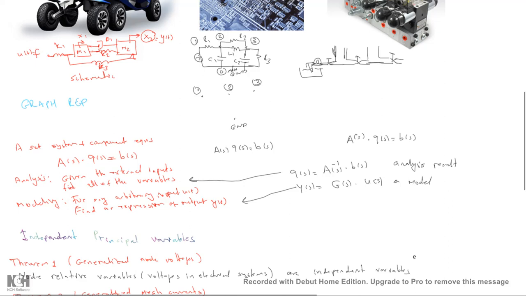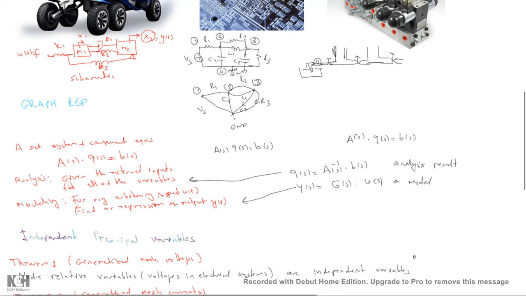ground. Between node 0 and node 1, I have this voltage source Vs, and between node 1 and node 2 I have component R1. Between node 2 and ground we have C1. Between node 2 and node 3 we have two components, R2 and L1. Then between node 3 and ground we have C2, and between node 3 and ground we have another component, R3.